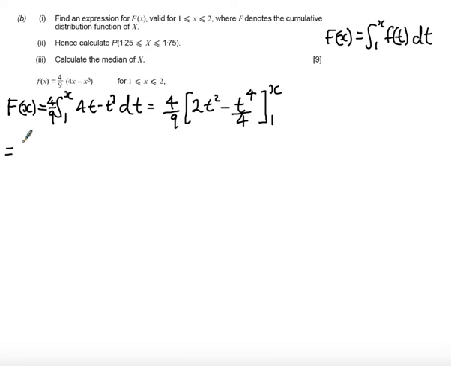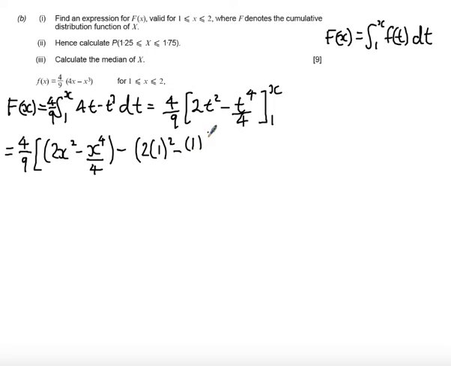Now substitute my values in, so I get 4/9 multiplied by 2x squared minus x to the power of 4 over 4, minus 2 lots of 1 squared minus 1 to the power of 4 over 4. So working through this, you get 4/9 multiplied by 2x squared minus x to the power of 4 over 4, and then evaluating that last bracket, 2 minus 1/4 is 7/4.